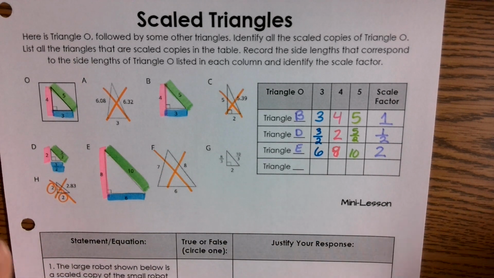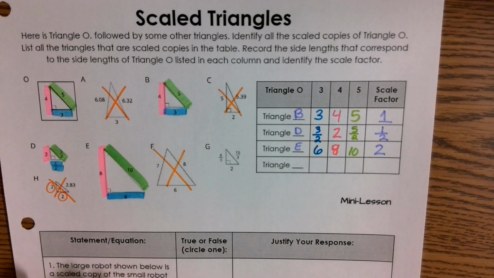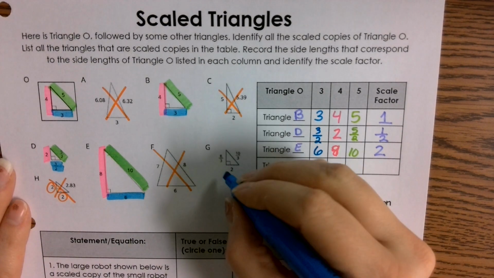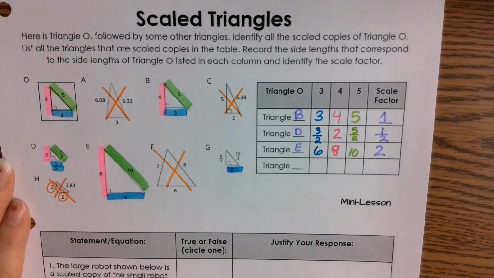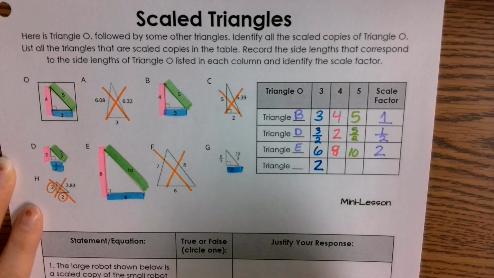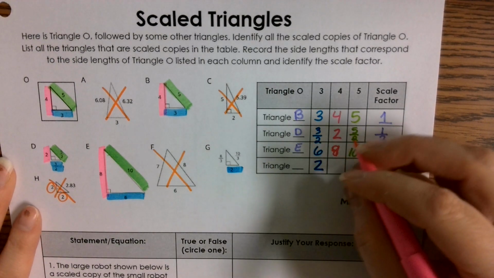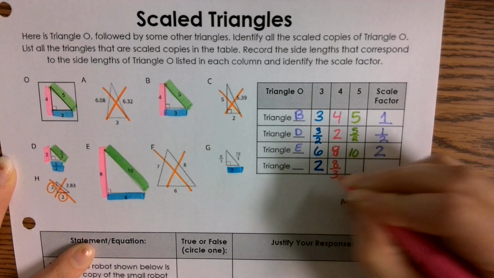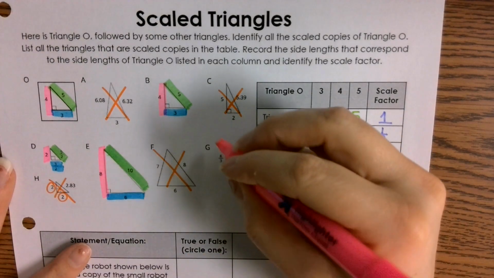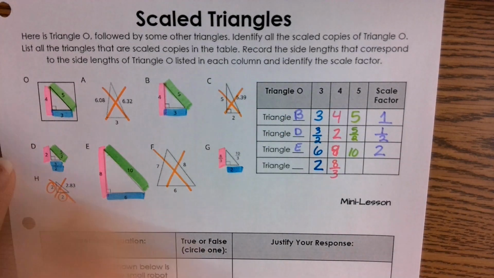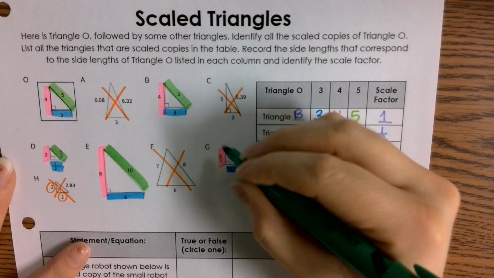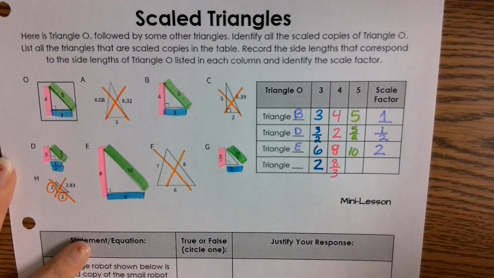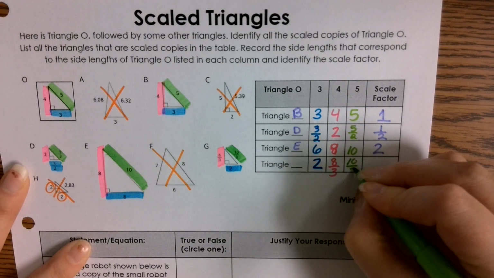Let's go ahead and find the scale factor for G. So again, the 2 is going to be placed inside of the first box. The 8/3 is going to go into our next box. And then the 10/3 is going to go into our last box. And we are going to divide.